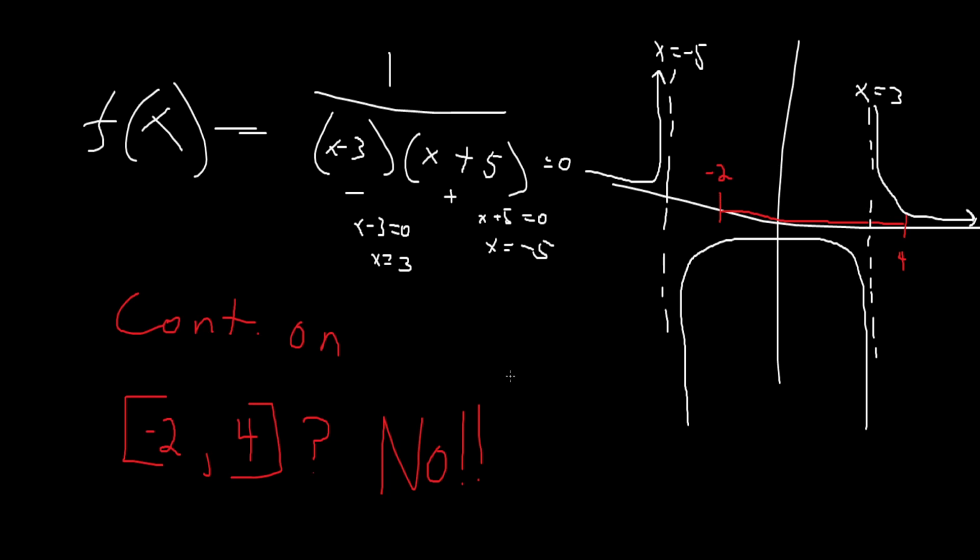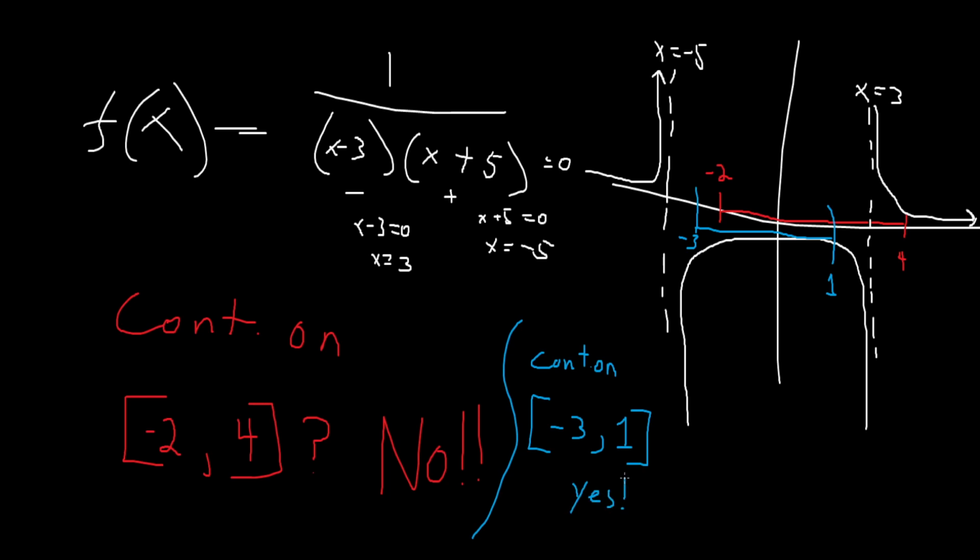Whereas, if I tried something a little different, let's ask now, is it continuous on the interval -3 to 1? If we check between -3 and 1, here's -3. We keep going, keep going, keep going. Here's, let's say, 1 right here. Well, what do you know? There are no discontinuities there. So even though it's discontinuous on the other interval, it is continuous here.